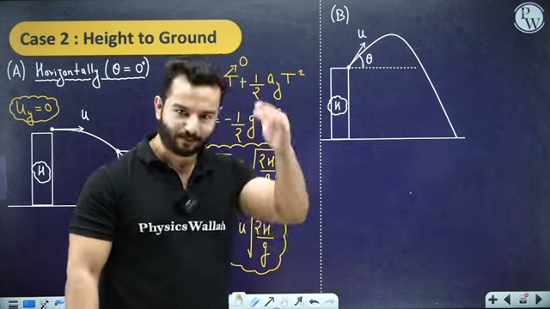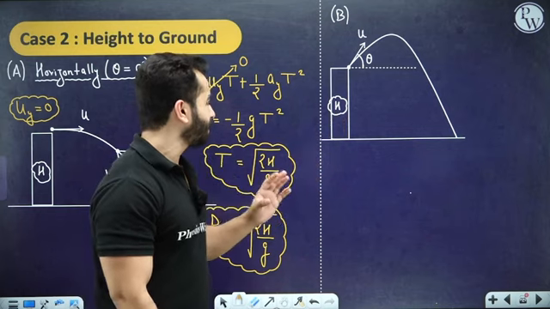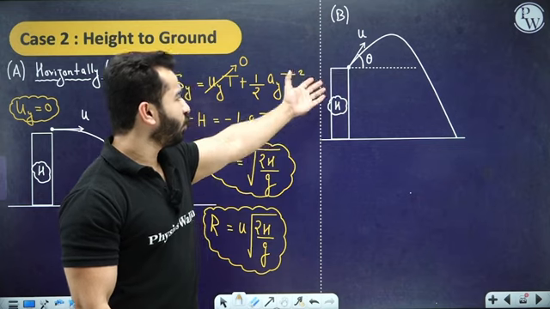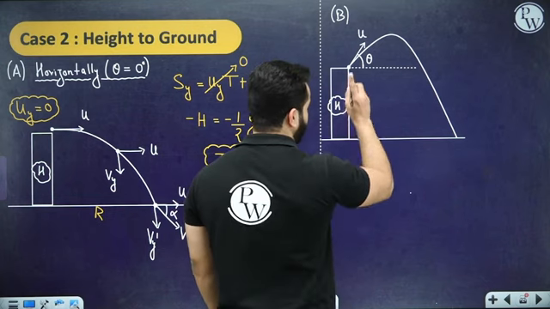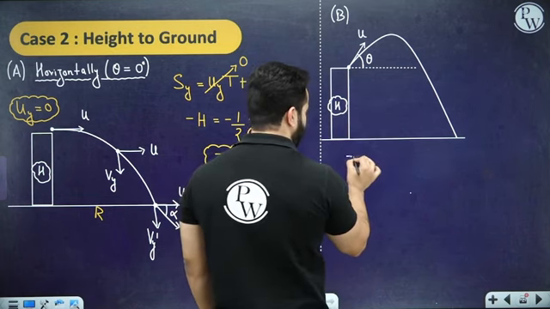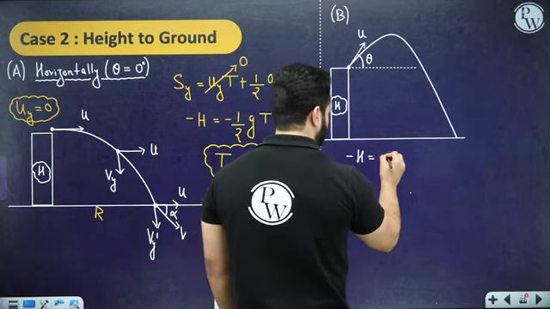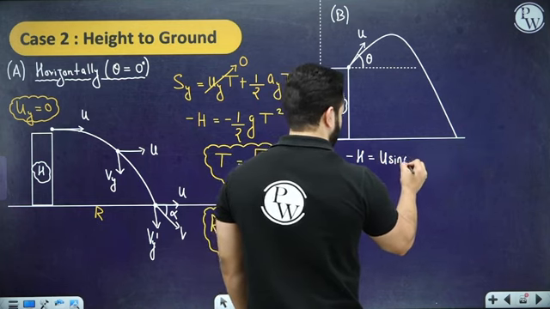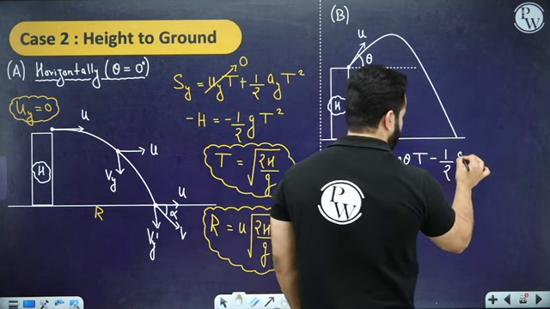Why am I calling it minus h? Because I always take the downward axis as negative, right? So this is minus h. So all you need to do is just apply the same thing over here. Now the initial velocity is u sine theta. So I'm going to write minus h equals plus u sine theta times time of flight minus half g t square.